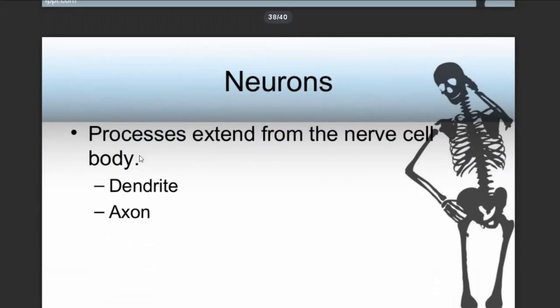Neuron processes extend from the nerve cell body. There are two parts of the neuron, axon and dendrite, between which there is a cell body. Dendrites receive the stimulus, meaning any signal received from the dendrite, and the axon transmits that signal to other neurons.